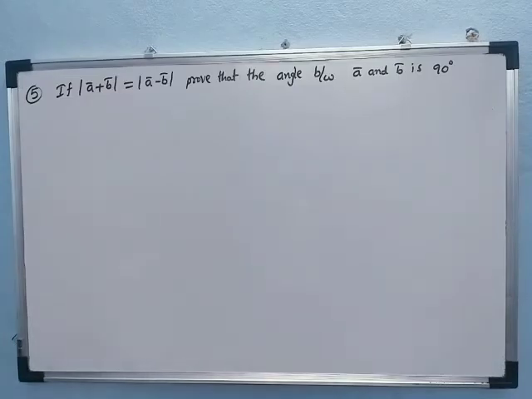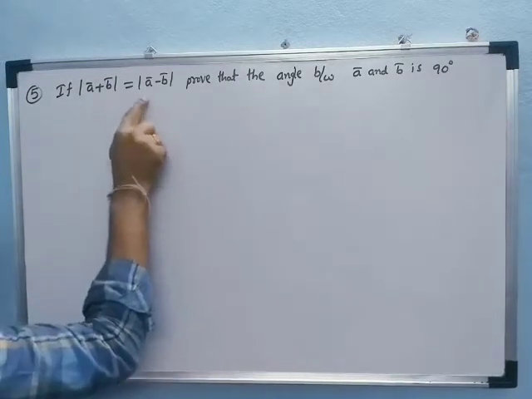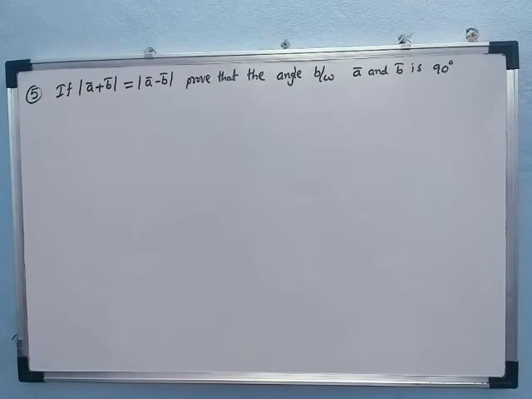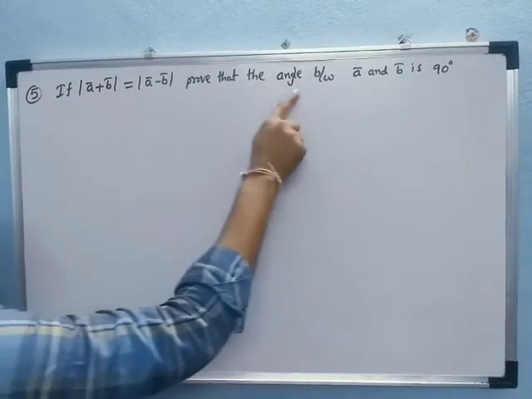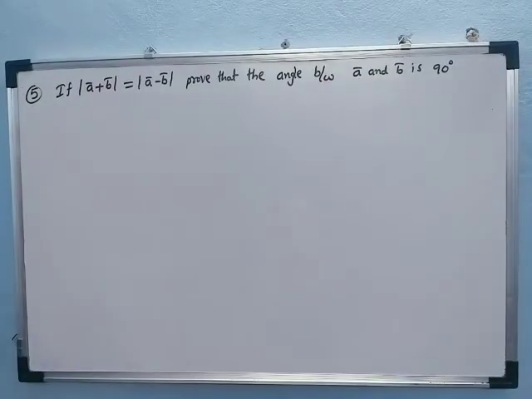See now, the next question. If mod of a bar plus b bar is equal to mod of a bar minus b bar, prove that the angle between a bar and b bar is 90 degrees.